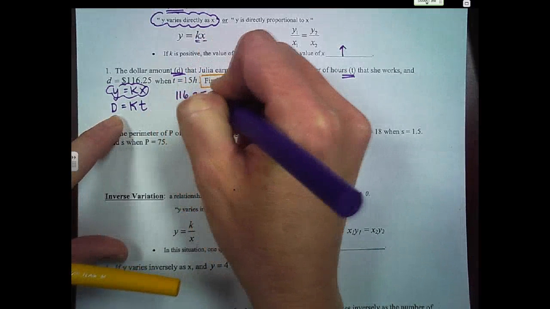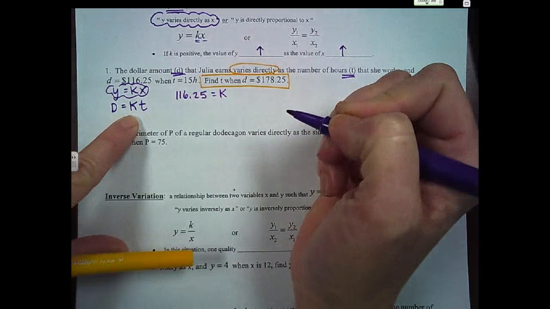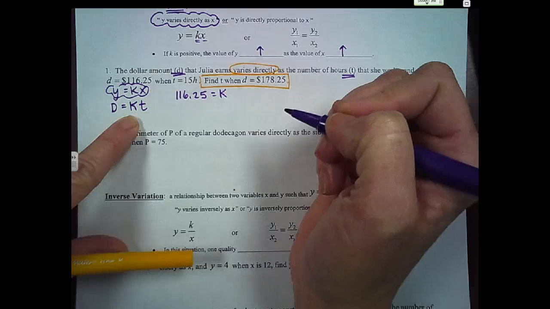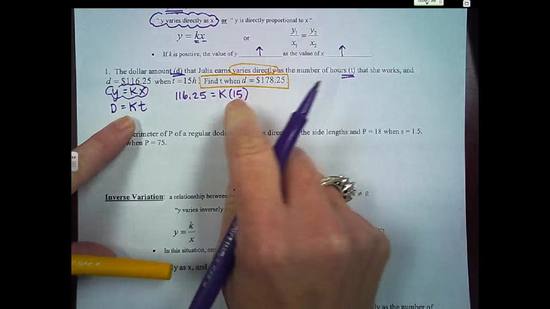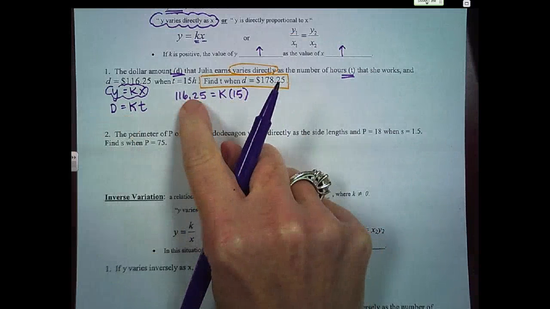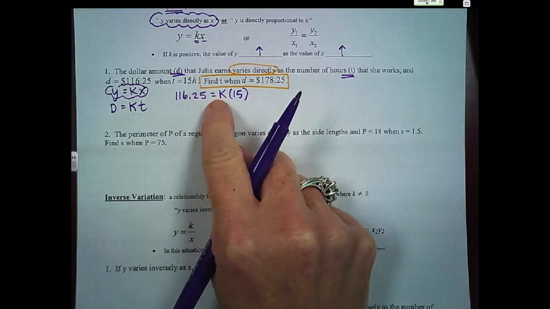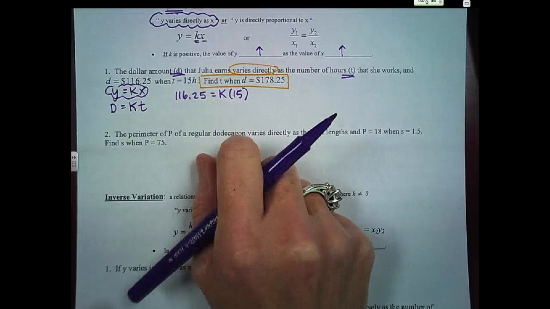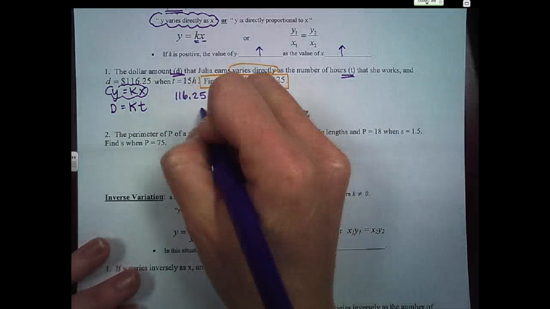116.25. I don't know the constant. In other words, I don't know how much she's making per hour. But I do know she's going to work for 15 hours, and 15 hours pays her $116. So by finding K, we find the relationship between time and money. So if you divide both sides by 15, you get $7.75.